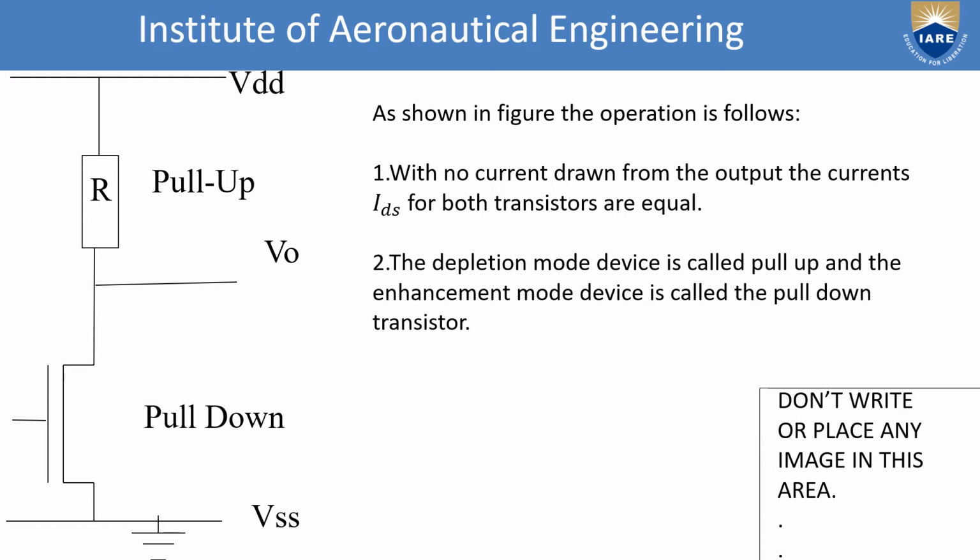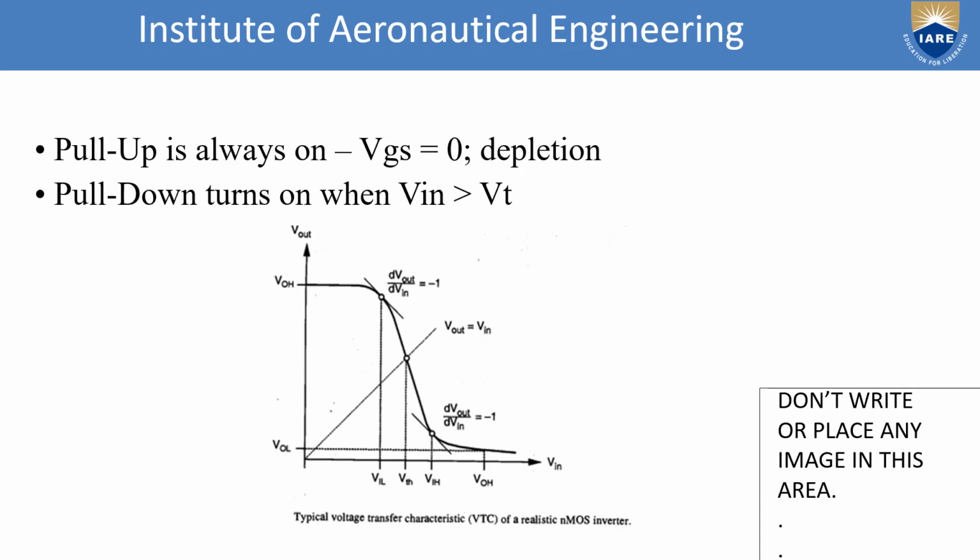With no current drawn from the output, the currents IDS for both transistors are equal. The depletion mode device is called the pull-up and the enhancement mode device is called the pull-down transistor. Pull-up is always on, VGS is equal to 0. It is under depletion. Pull-down turns on when Vin is greater than Vt. This is the following graph of the pull-up and pull-down.